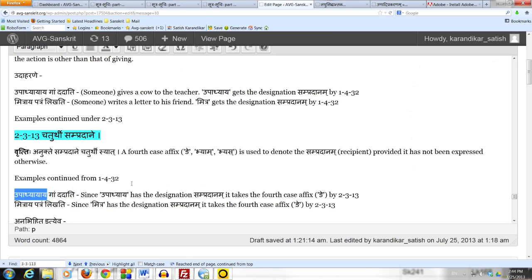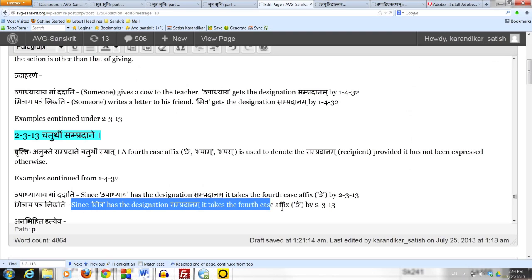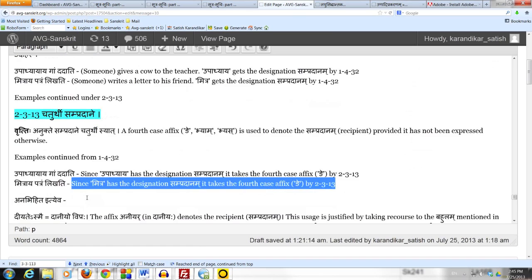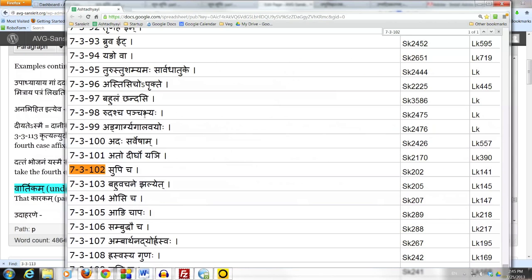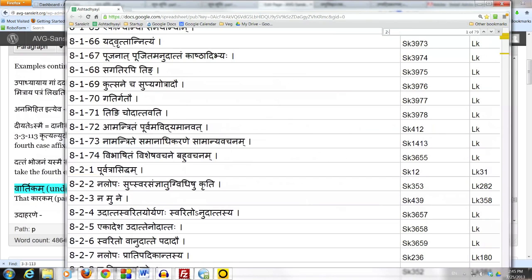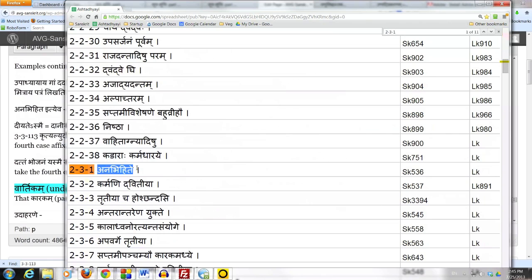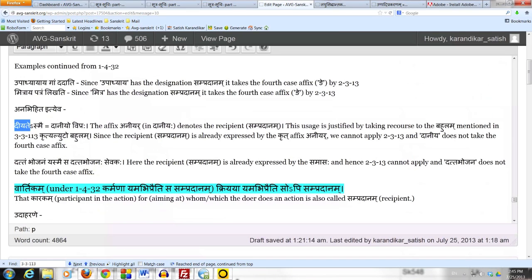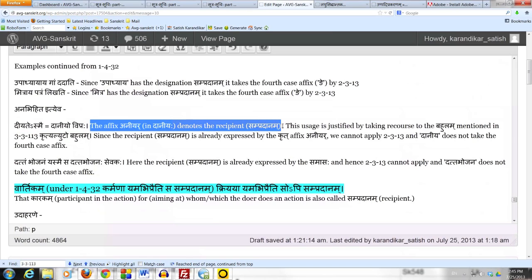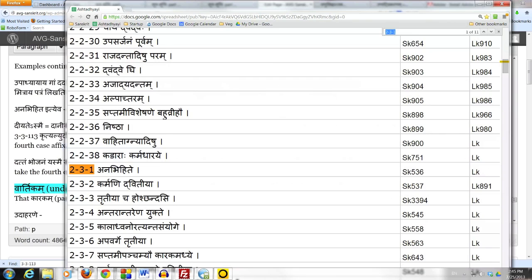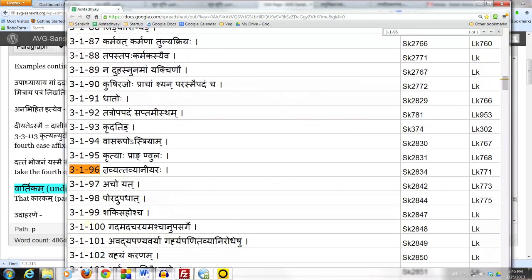Next example, again continuing from 1432, we have Mitraya Patran Likhati. Since Mitra has the designation Sampradanam, it takes the fourth case affix, singular affix Nye, by 2313 Chaturthi Sampradane. Now to highlight the importance of Anabhite, which is the Adhikaraha coming down from 231, the counterexample given by the commentator is Diyate Smai iti Daniyo Vipraha. The affix Aniyar in Daniya denotes the recipient.